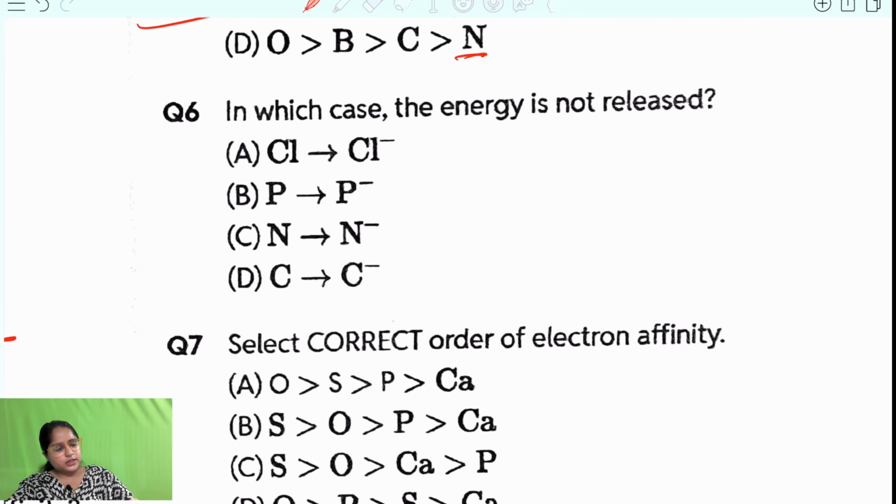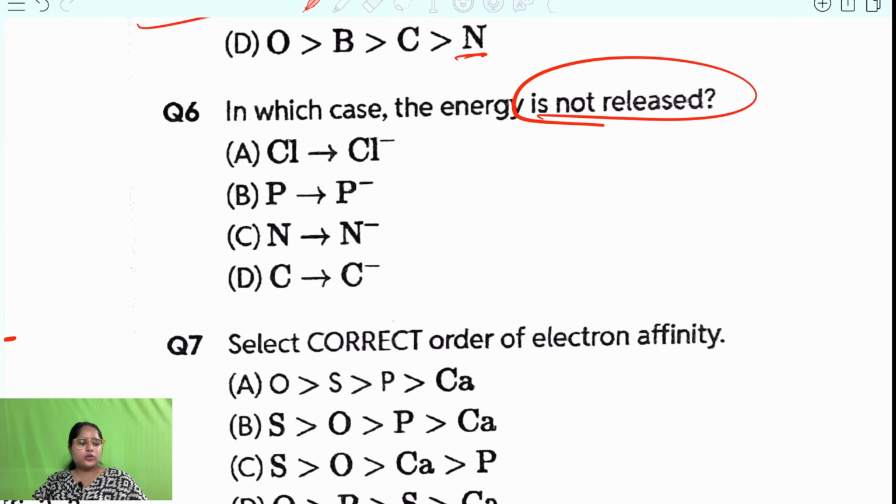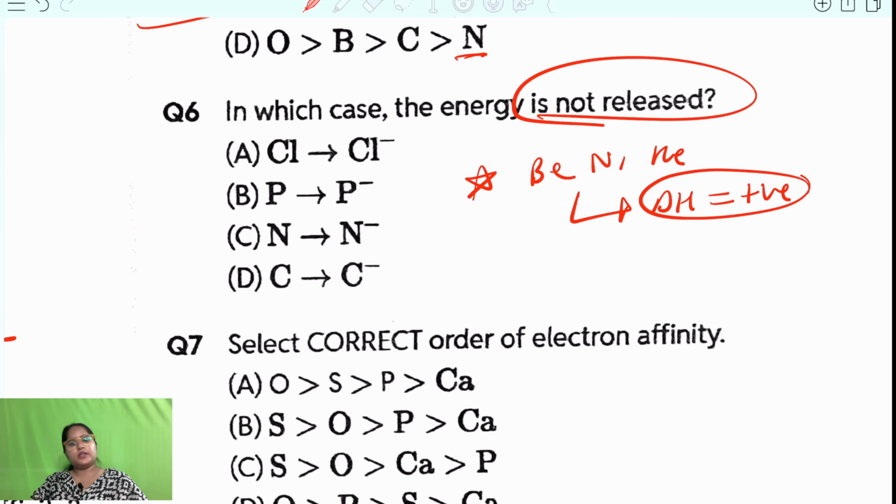Next question number 6. In which case is the energy not released? Please remember as a star point: for the beryllium family, nitrogen family, helium, neon, argon, krypton family, energy is not released, energy is absorbed. Delta H will be positive. So option number C.